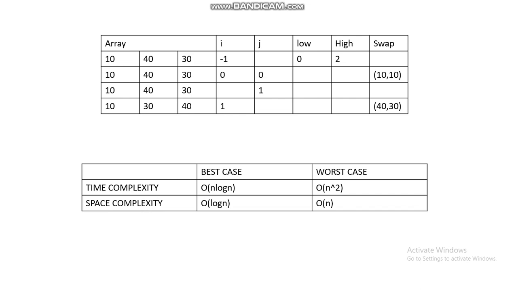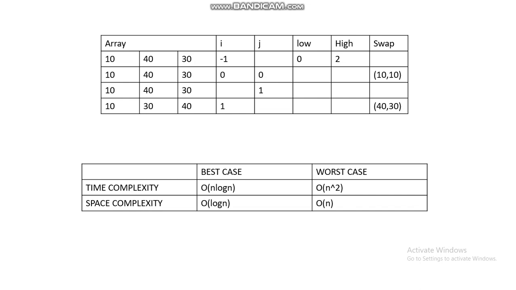For j equals 1, we have the element 40, and since it is greater than the pivot, we do not do anything. Once the loop ends, we increment i to 1 and interchange the elements 30 and 40. Since there is only one element in the two partitions before and after 30, this part of the array is sorted. Now we will be talking about the time and space complexity of the algorithm.